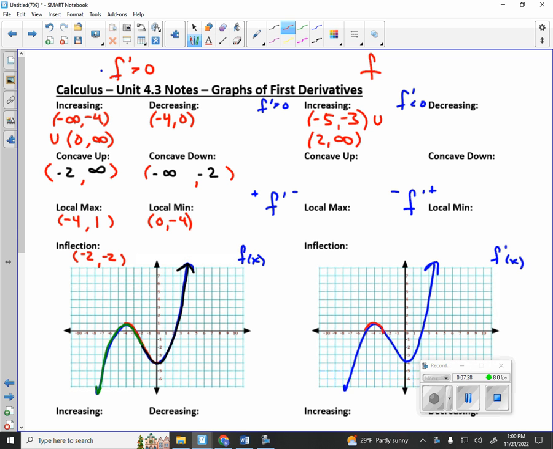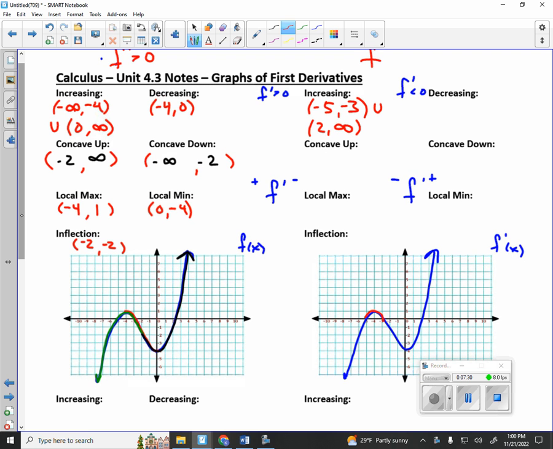All right, where is f going to be decreasing? Negative infinity, negative 5. Yep, negative 3 to positive 2. And that's it.